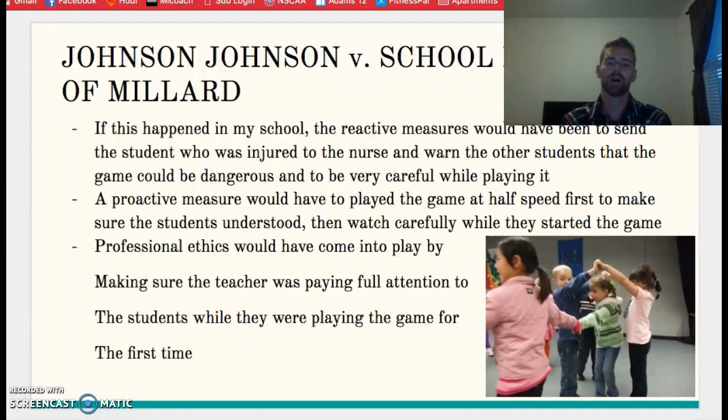Moving on to Johnson versus School District of Millard. So what happened here, it's a first grade class. It's in a music classroom. The teacher's teaching them how to play the song London Bridge in the accompanying game. If you look at the picture, you come under the bridge holding hands. The kid's caught in the bridge, and they're just kind of tossed back and forth gently between the two arms.